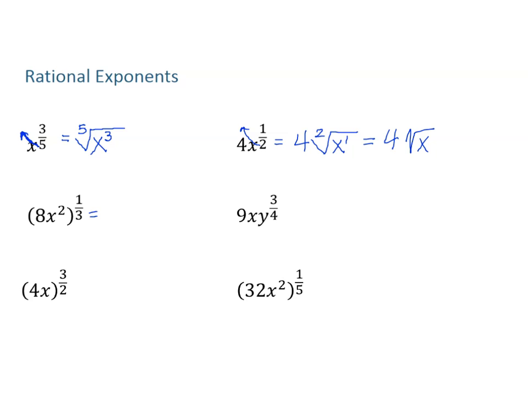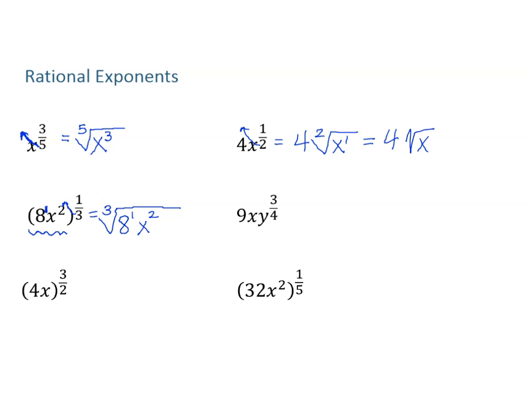All right, in this next one, the 1/3 is being applied to the whole thing. So that means, if I go back to how we did it on the previous screen, I'm going to kick the bottom out. That's the number that's going to come out. So I'm going to have an index of 3. And then I'm going to have 8 to the 1st and x to the 2nd. Now that means that I'm finding the cube root of 8 and the cube root of x to the 2nd.